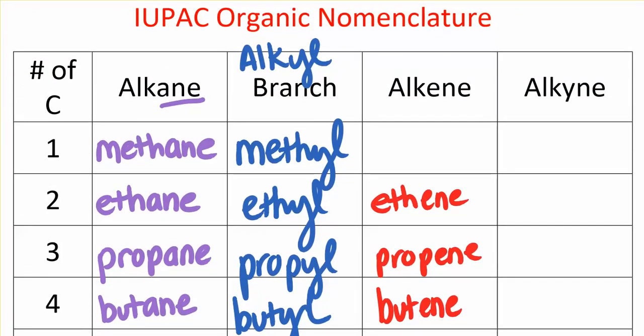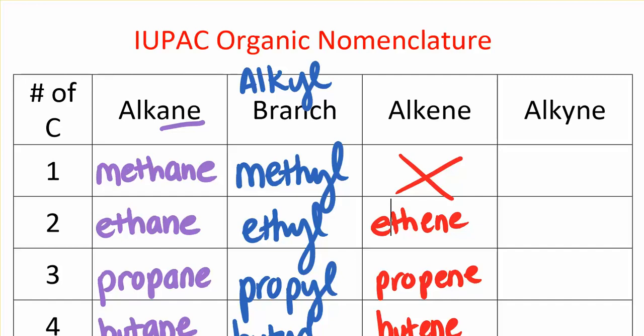Why did I skip this one? There's no such thing as methane. Why not? An alkene has to have a double bond between carbon atoms. And so if you have just one carbon atom, you cannot have that.